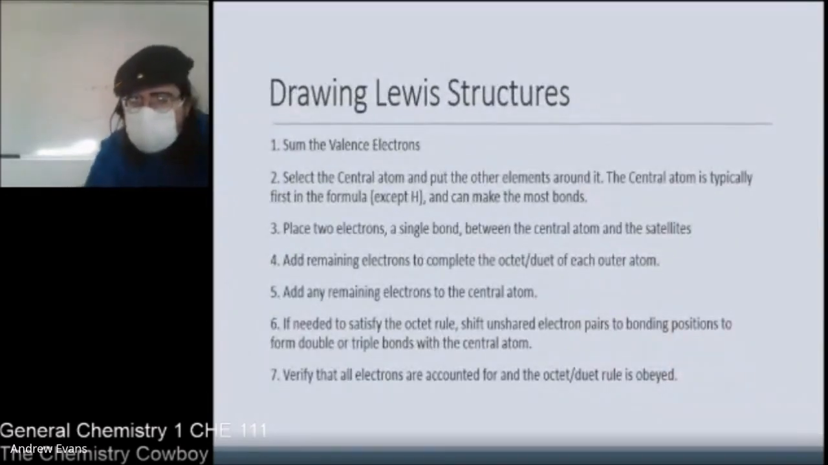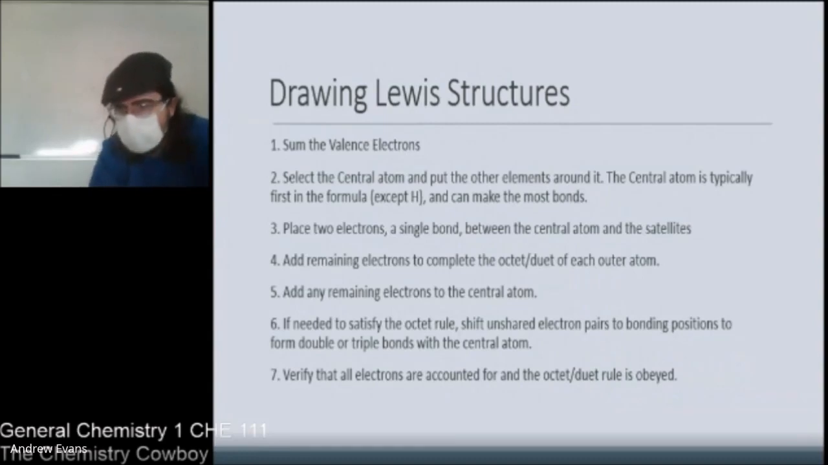Now, how do we draw the little structures? You can play around and try things out and maybe you'll get lucky. If you're kind of artsy and you're good at guessing and trying different possibilities, you like to puzzle it out, you don't need to follow these rules. You just need to try it until you can get it.